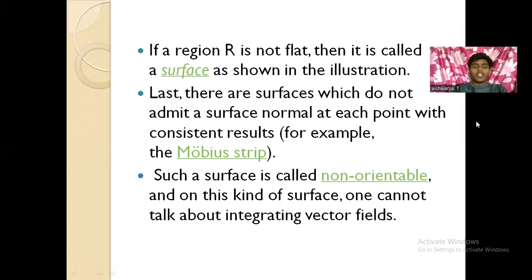And if a region R is not flat, then it is called a surface, as shown in the illustration, with a normal at each point with consistent results. And here, for example, the Mobius strip is a surface which does not admit a surface normal at each point with consistent results. Such a surface is called non-orientable, and on this kind of surface, one cannot talk about integrating vector fields.